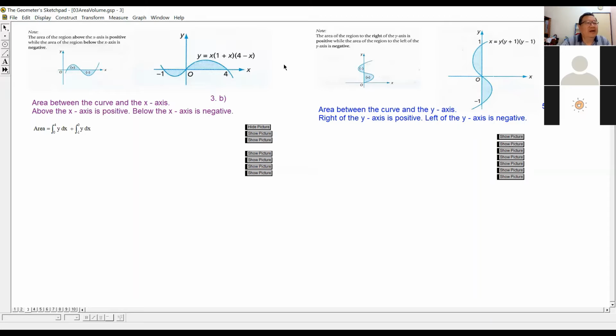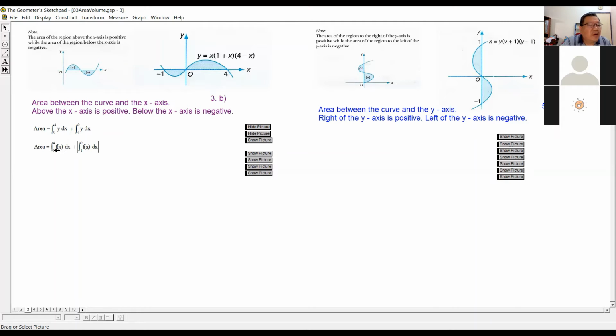Okay, so the shaded area here consists of the integral from 0 to 4 of y dx, and another area, the integral from -1 to 0 of y dx. So we have two areas. Now the y we change to f(x), because you cannot integrate y with respect to x. So I change to f(x).